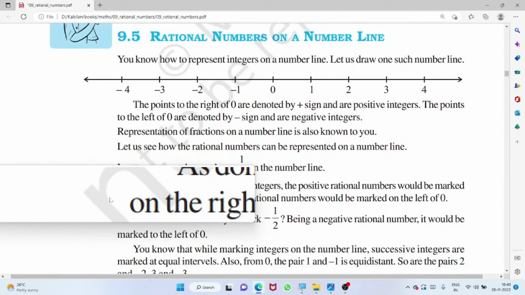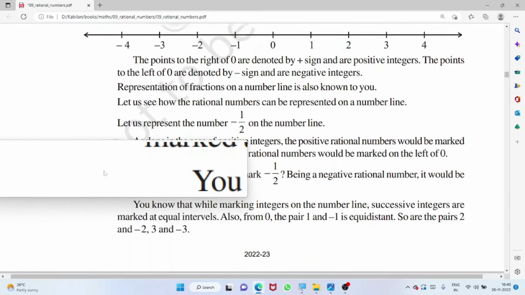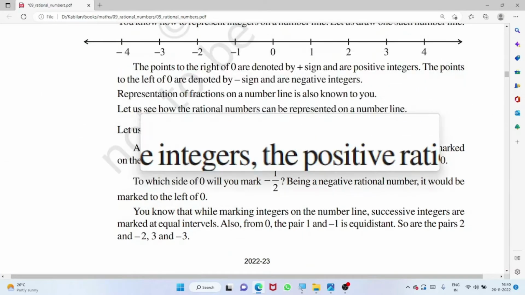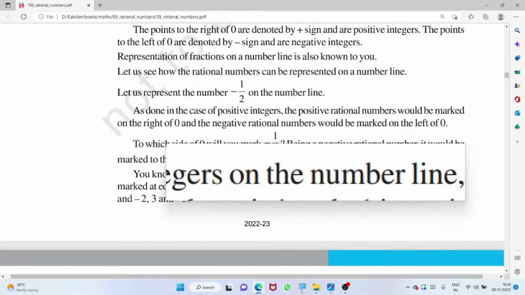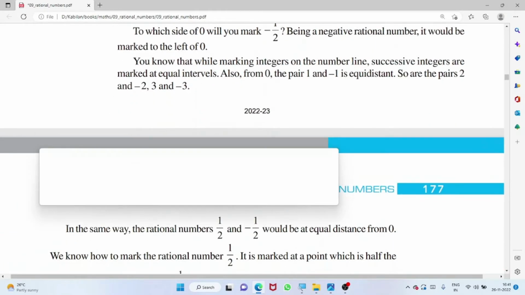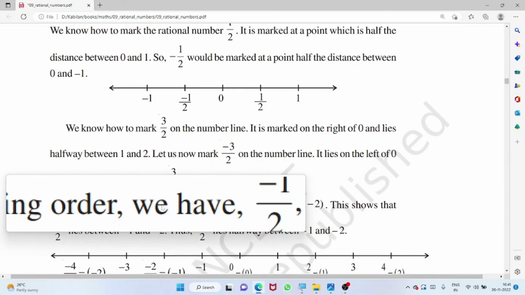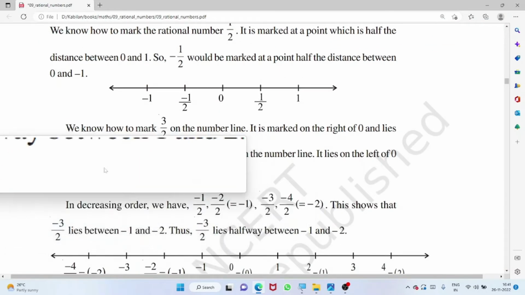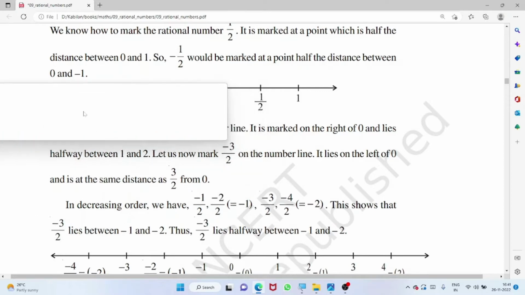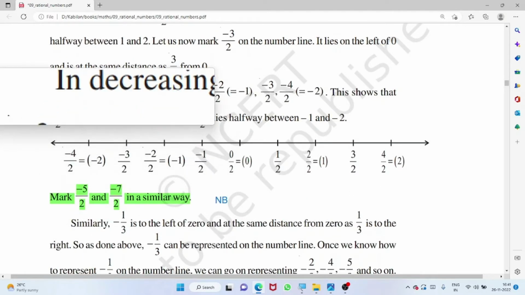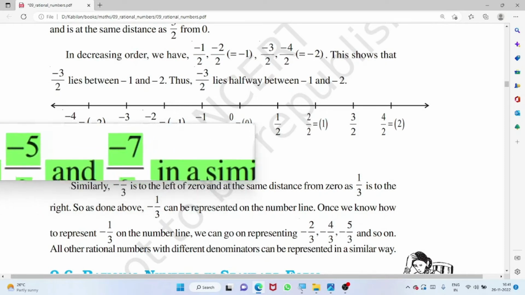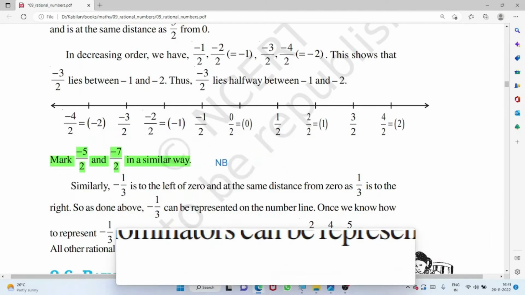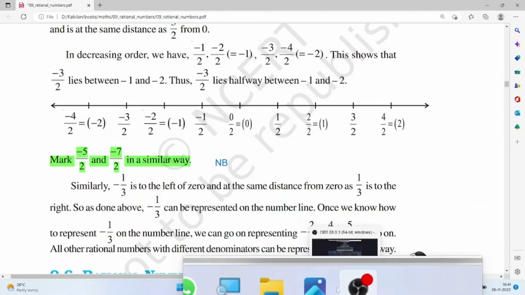Rational numbers on a number line. Okay, so this is a number line. The right side of 0 is positive numbers, the left side of 0 is negative numbers. Now I will show you an example of how to mark minus 5 by 2 and minus 7 by 2 on a number line. I will show you how the number line looks.